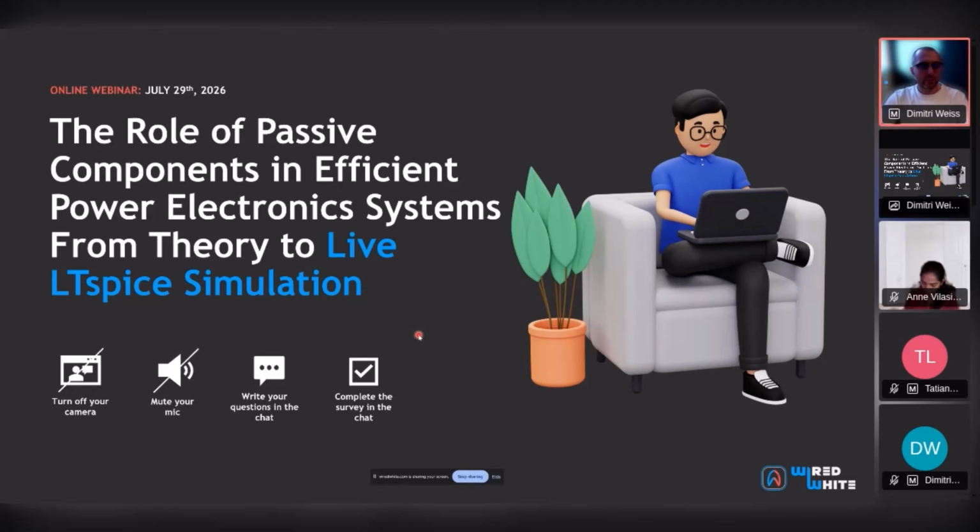We have a very interesting topic from the power electronics domain, which is the role of passive components in efficient power electronic systems, from theory to live LTspice simulation.